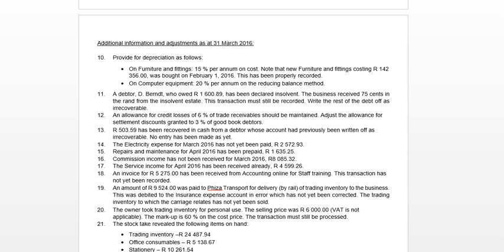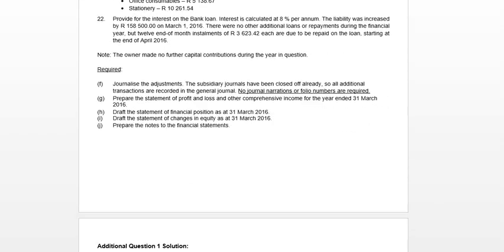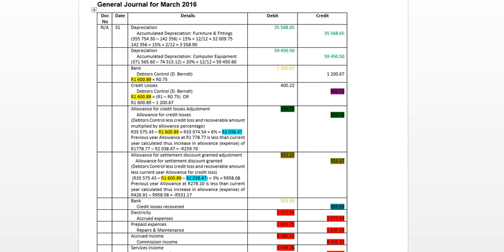And then what we need to do with the remaining 25% is we need to write off the rest of the debt as irrecoverable. So this has two parts. Firstly, we need to record the money which we received, and that will also decrease our debtors control. And then secondly, we need to write off as a credit loss or an expense the remaining money which we did not receive, and that will also then decrease our debtors control.